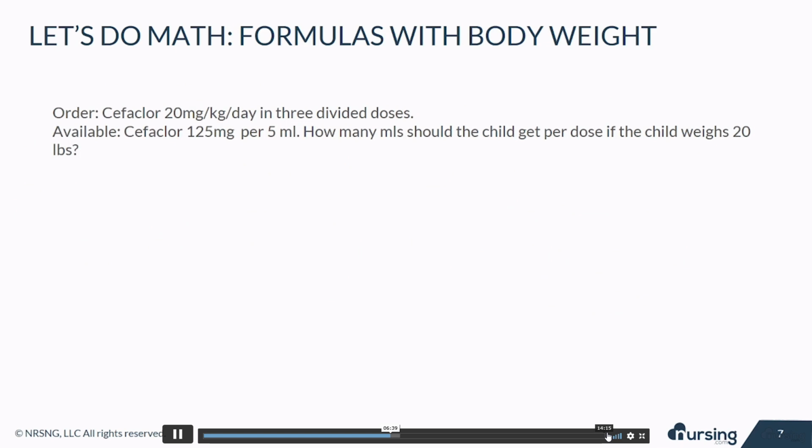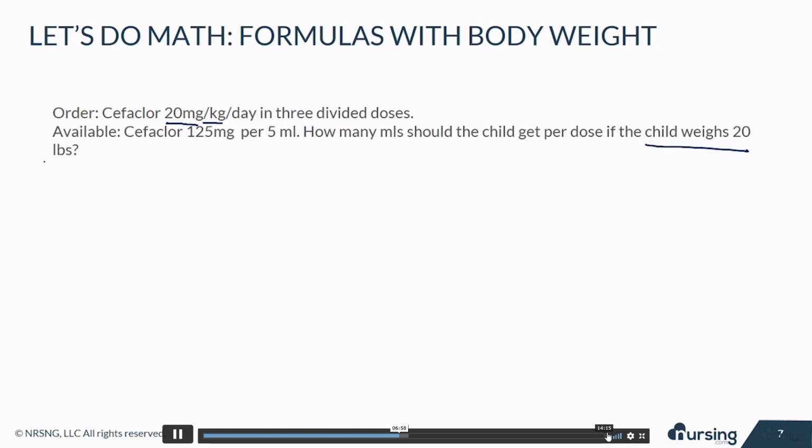So now we got the easy part out of the way. Let's get a little bit more difficult. Calculations using body weight is a little different. Now we can still use basic formula, but not right away. So here's an example, okay? What you'll notice here is the additional information. We now have a dose per kilogram in our order. So now we have to look for weight somewhere, which is at the end here.